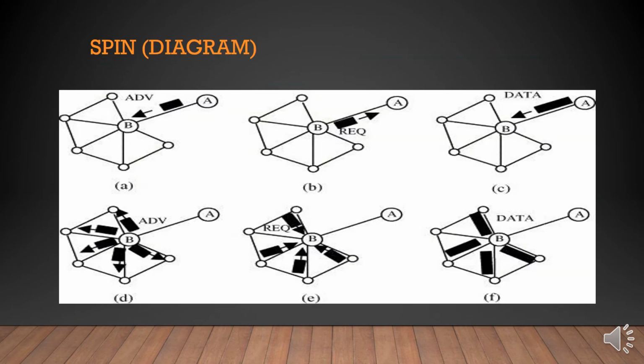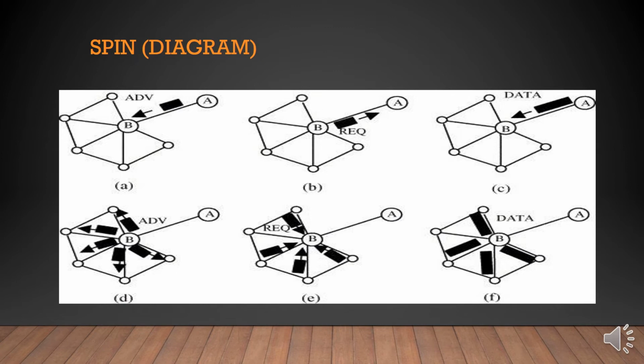SPIN diagram. So we have the network. We will be advertising. A is advertising the packet to its neighborhood, B. B will give the request for that. Then A sends the data. Then A will be broadcasting the data to every other node in the network.